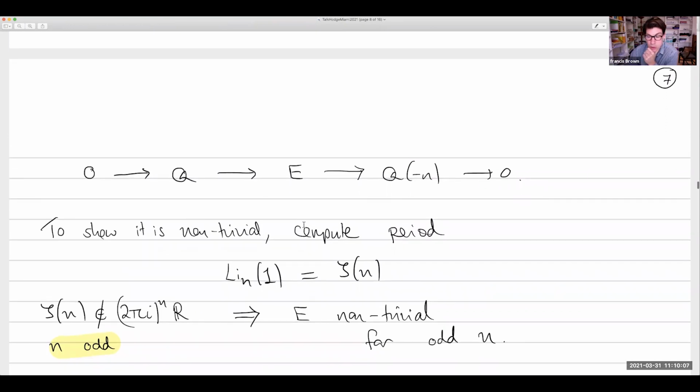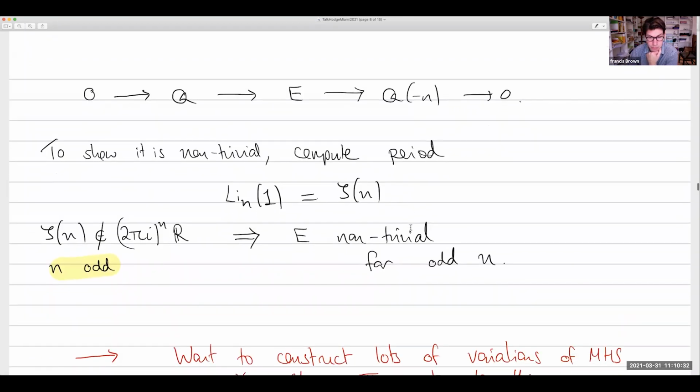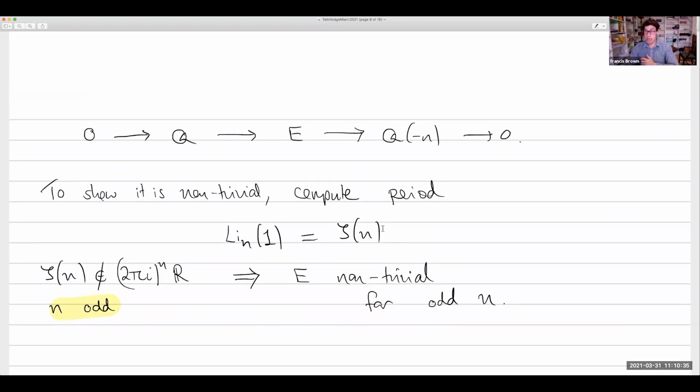And so we've got a potential extension of Q of minus n by Q. And now to check it's non-trivial, we need to compute a period. And that just turns out to be the value at 1 of this polylogarithm function, which is a value of the Riemann zeta function. Now, when n is odd, the value of the Riemann zeta function is not imaginary, so it is not a multiple of 2 pi i to the power of n. And that implies that this extension is non-trivial for odd n. So that explains how to construct the extensions in example 2 in a sort of systematic way.